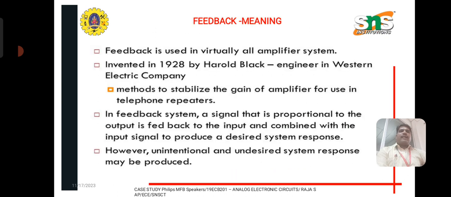Basically, feedback is used in virtually all amplifier systems, and it was invented in 1928 by Harold Black, an engineer at Western Electric Company, as a method to stabilize the gain of the amplifier for use in telephonic repeaters. In a feedback system, a signal that is proportional to the output is fed back to the input and combined with the input signal to produce a desired system response. However, an unintentional and undesired system response may also be produced.